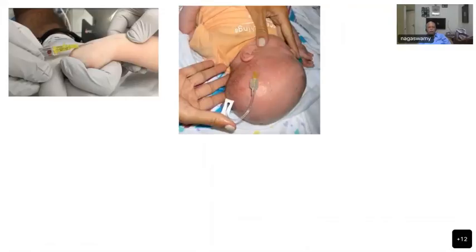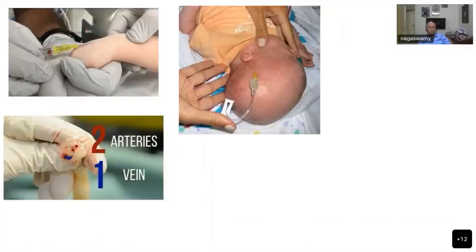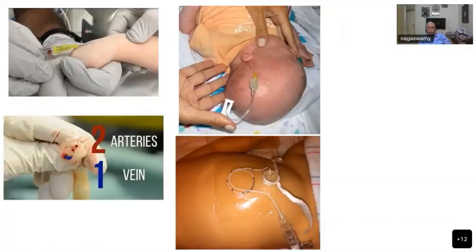So this is the vascular access. Normally we do a peripheral vascular access in the wrist. This is the scalp vein where you can cannulate, and these are the umbilical artery and umbilical vein cannulation. There are two arteries and one vein. So this is how the umbilical vein is cannulated.